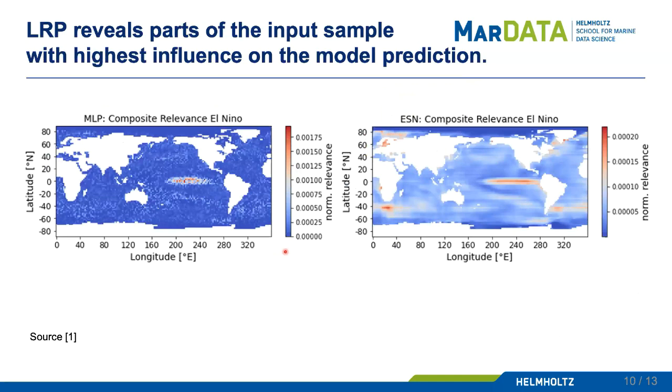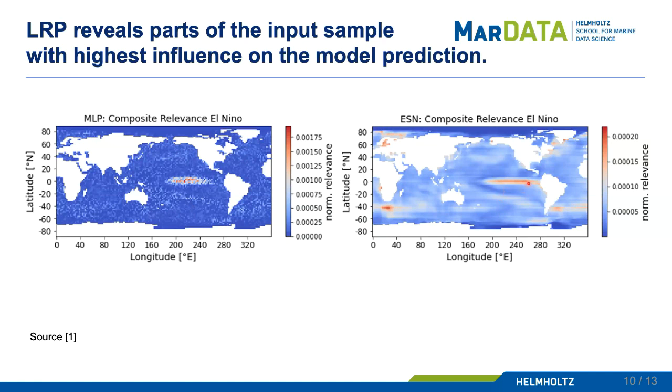So let me show you the result. On the left-hand side, we have the mean relevance map that we obtained from the multilayer perceptron I've showed you before. Now on the right-hand side, we see the result, the mean relevance map for the echo state network. It's again averaged over all El Niño samples. And in this case, I fed the samples column by column into the model.